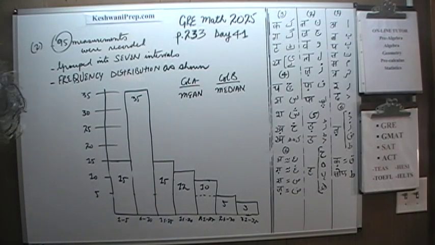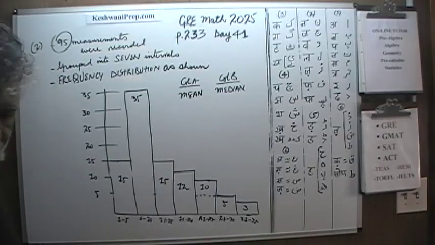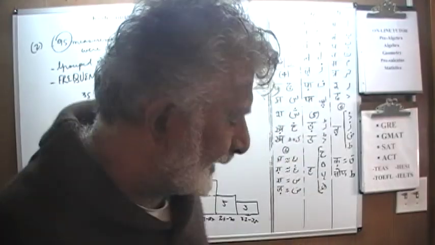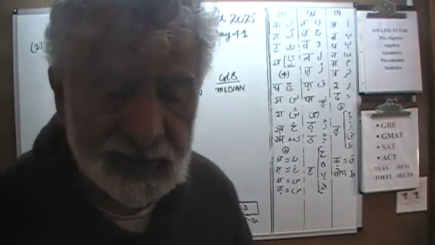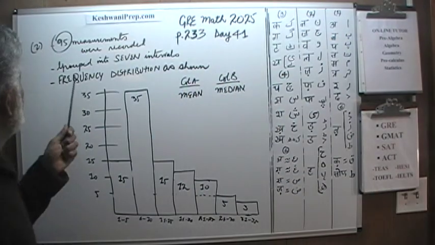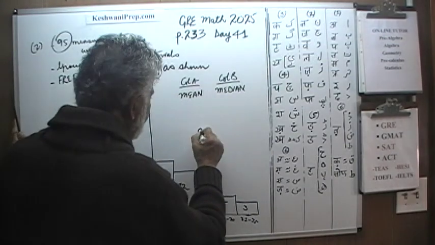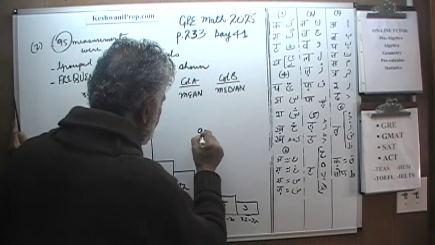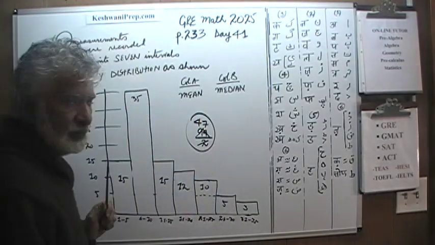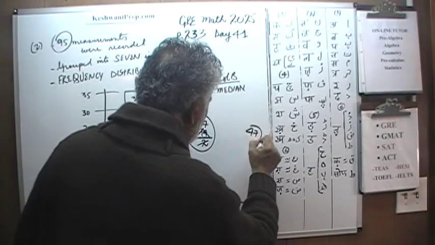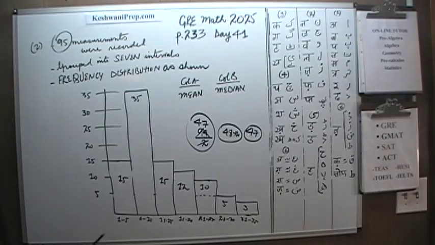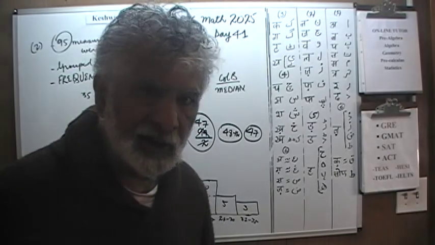Let's see what we can do. There are only two things we are dealing with: the mean and the median. Let's start with something simpler first. Let's start with median. We have 95 observations. Therefore 94 divided by 2, we get 47. That means we have 47 observations on this side, 47 observations on this side, and the 48th is the median. The 48th observation is what we need to locate because that is our median.